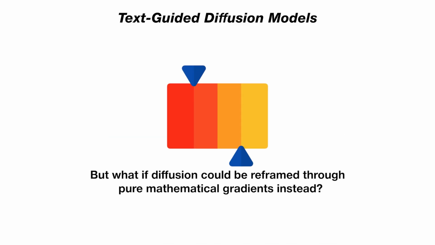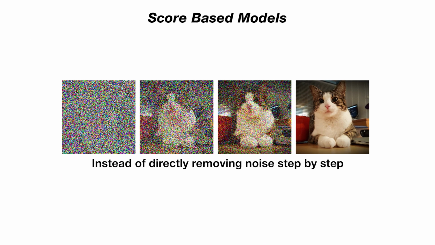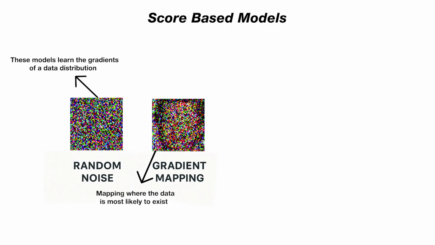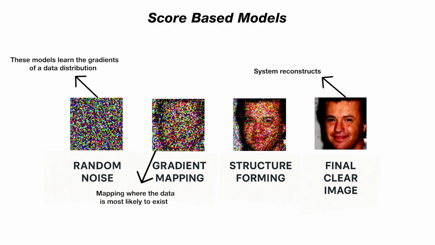But what if diffusion could be reframed through pure mathematical gradients instead? And next up, that's the idea behind score-based models. Instead of directly removing noise step by step, these models learn the gradients of a data distribution, essentially mapping where the data is most likely to exist. By following these gradients, the system reconstructs realistic samples.